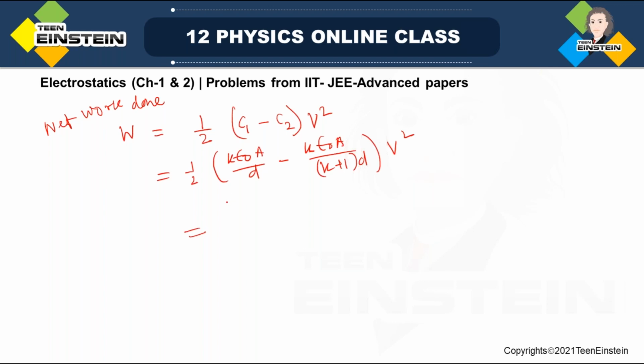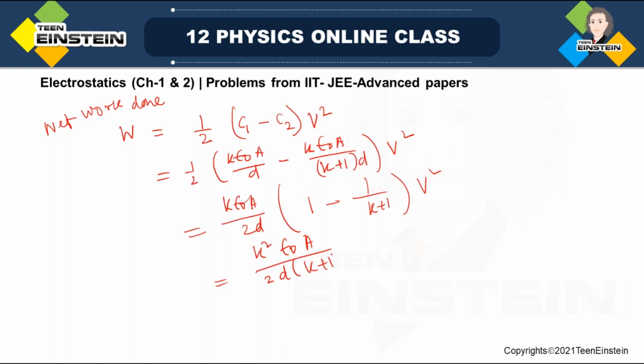I'll take this common. K epsilon naught A by 2D, and it will be 1 minus 1 over K plus 1, times V square. If we do the calculation here, this is K plus 1, this is minus 1, so it will be K. So it is actually K square epsilon naught A by 2D into K plus 1, times V square. So we can see in the expression of the work done, here we have the dielectric constant, right?